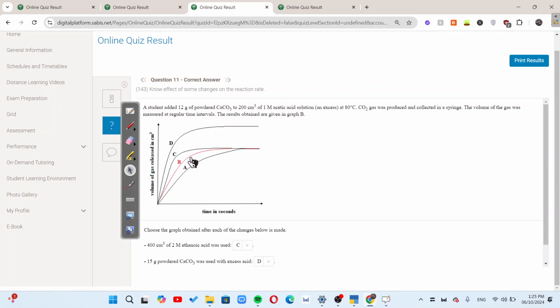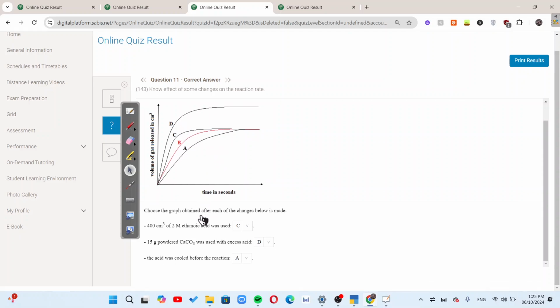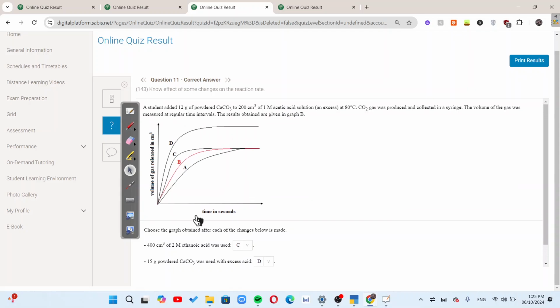This is your original graph, the rest are the new ones. So if you used 400 centimeter cubed of 2 molar acetic acid, so if you doubled the volume and you used double the concentration, your rate is going to increase. But it ends at the same point.